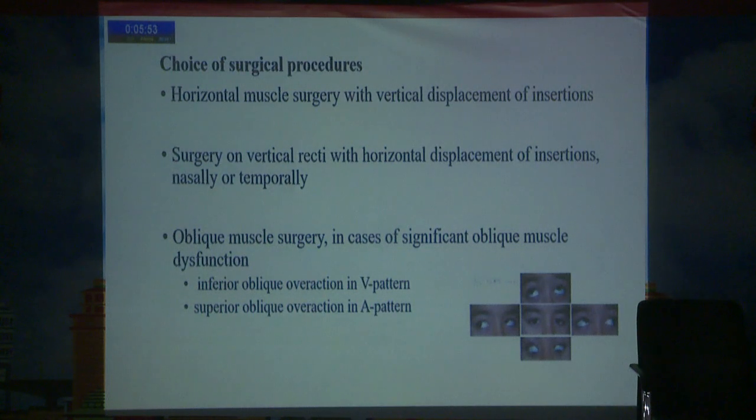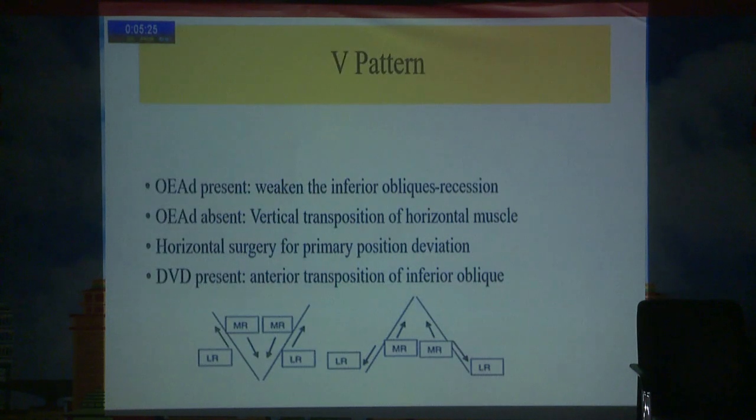Now what are the choices of surgical procedures in these cases? Mainly the horizontal muscles can be tackled if you don't have oblique overaction, and you can do a vertical displacement in these cases. Now, if there is an oblique overaction, then just taking care of the primary deviation won't be helpful. So you have to take care of the inferior oblique overaction in V pattern or superior oblique in A pattern.